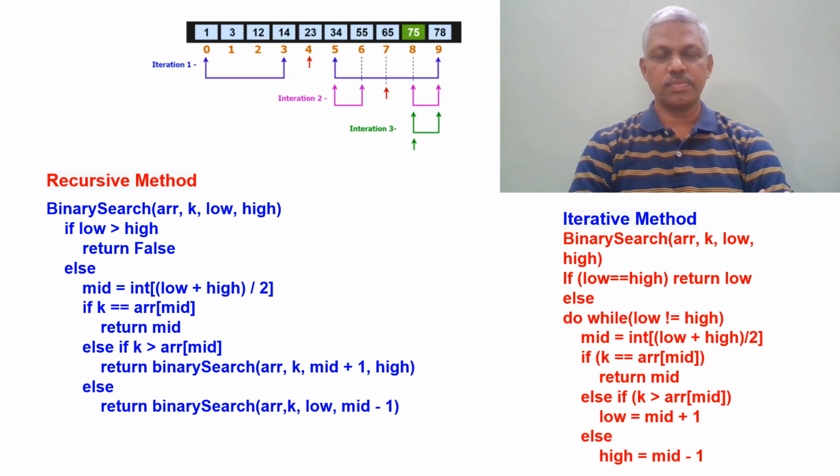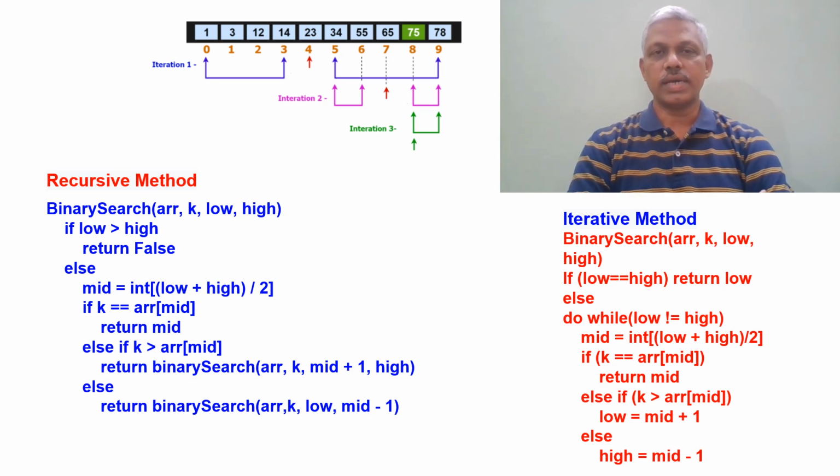The input to the algorithm is the given array, the key to be found, and low and high, the lowest and highest index of the array. As long as low is less than high, we process the algorithm. Whenever low is greater than high, we stop. Else, we find the mid value as the integer part of the average of low and high, (low plus high) by 2.